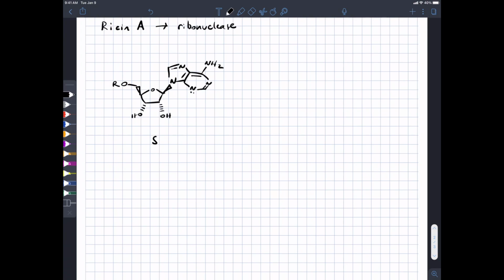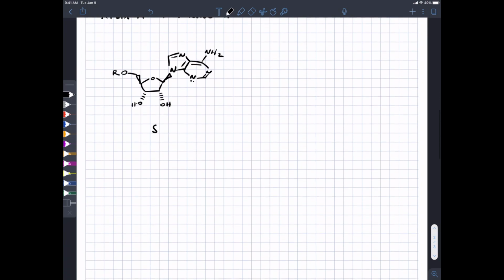Now the enzyme, what does the enzyme do? Well, you've got multiple side chains in the active site. You have a positively charged arginine, which looks like this.